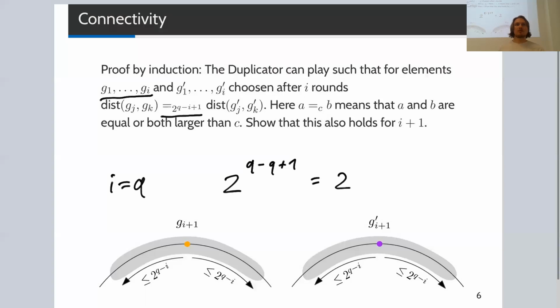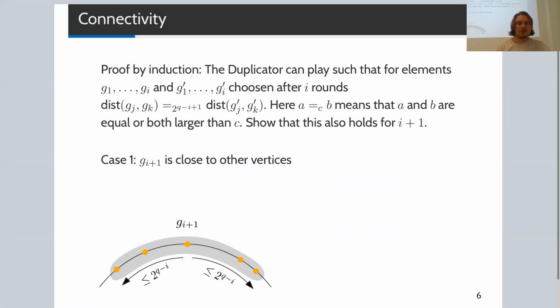So we only need to make sure that they're adjacent in the one structure if and only if they're adjacent in the other structure. And if the distances match up until distance 2, then this implies what we're trying to prove. So far, so good. If yes, then let's show how the strategy actually works. So we assume that we have already picked the elements up until g_i, and now we want to pick the i plus first element.